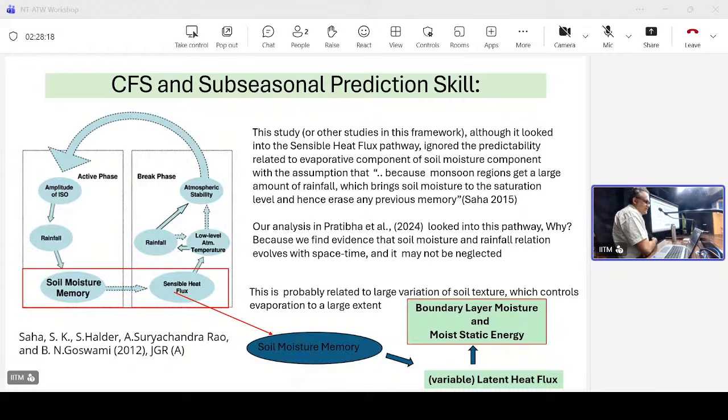But what happens? We ask the question based on this earlier plot: what happens if there is a spatial distribution of rainfall, so there is a gradient, and everywhere is not getting the strong rainfall? So we propose another alternative pathway, because soil moisture memory can be obtained through fluctuations of soil moisture, which can lead to variations in latent heat flux. So this can give boundary layer moisture and has a role in the moist static energy. In the next few slides I'll show the evidence.